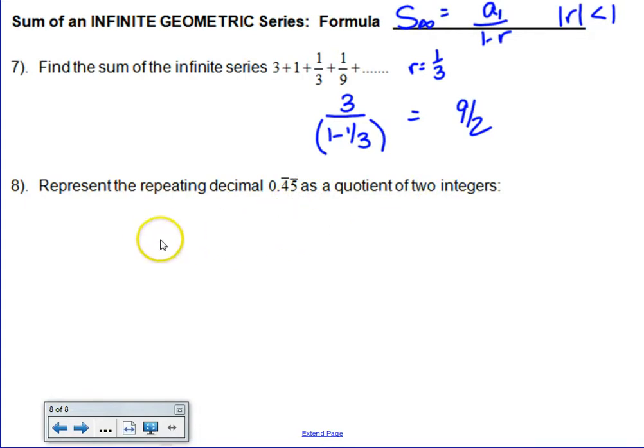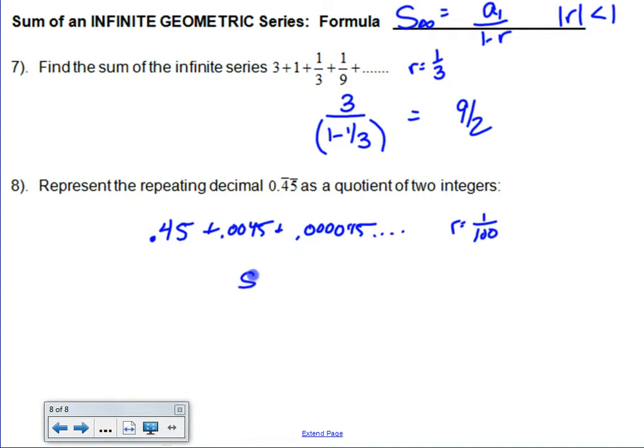And then number 8, we're going to represent the repeating decimal of 0.45 as a quotient of two integers. Now there's a really easy shortcut, but what I want you to realize is 0.45 repeating is 0.45 plus 0.0045 plus 0.000045, and so on and so on. So what's happening here is every term you're multiplying the 0.45 by 1/100th. That's how you're moving 2 decimal places over.